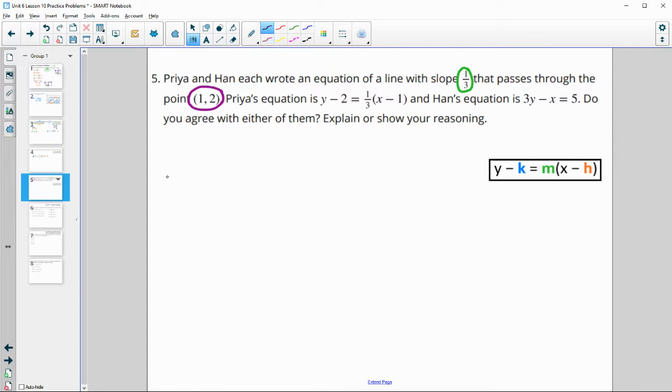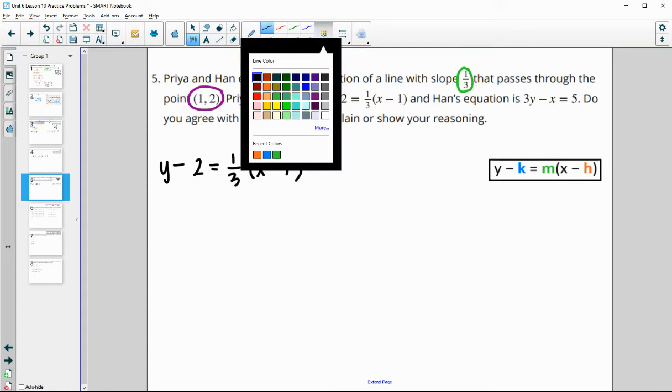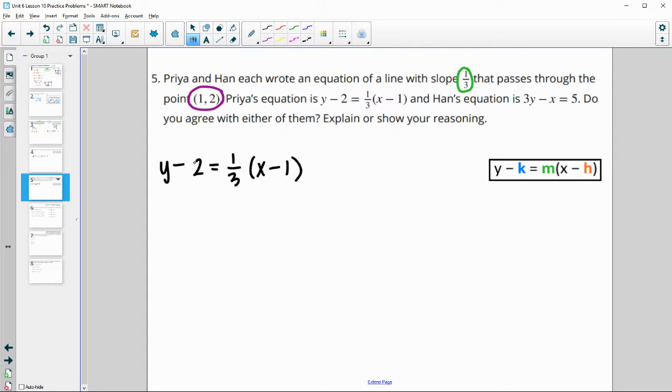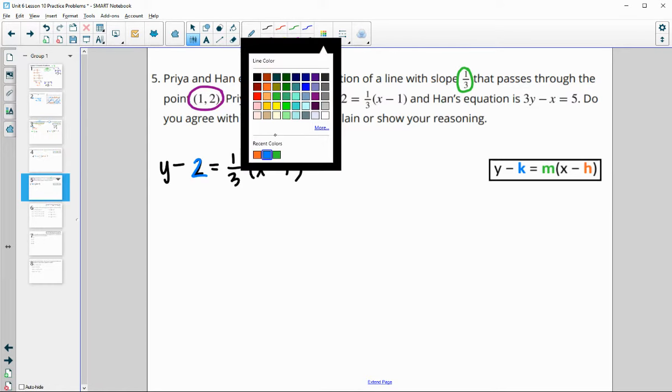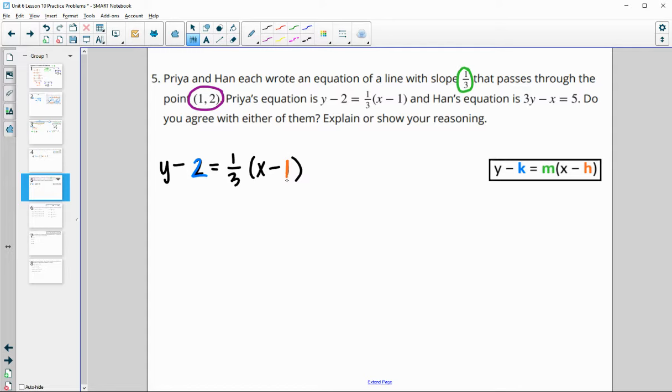So we can take a look at Priya's equation here. She has y minus 2 equals 1/3 times x minus 1, so hers is in point slope form. We can see that the y coordinate she used was 2, the x coordinate she used was 1, and the slope that she plugged in is 1/3. All of that matches: the slope of 1/3, and the point it goes through, (1, 2), which is the given information. So this one certainly is a true statement.